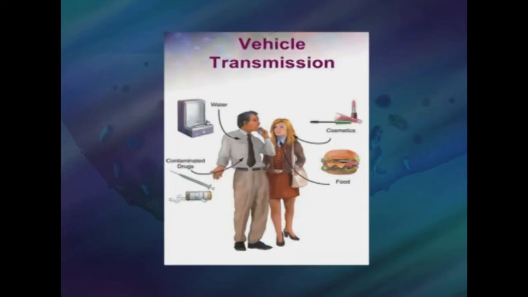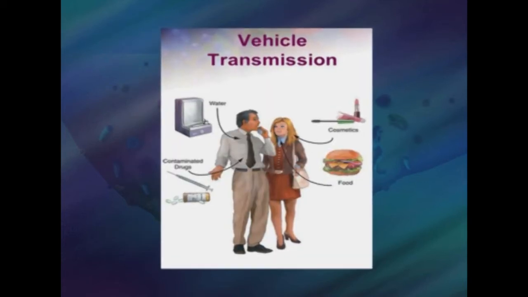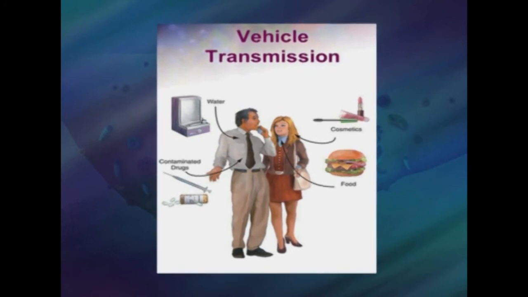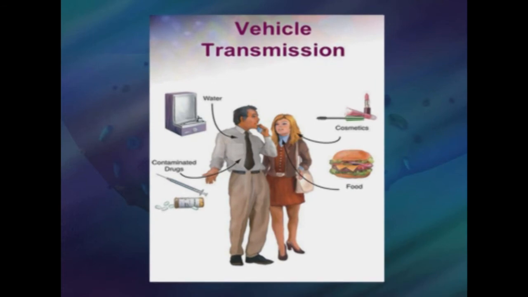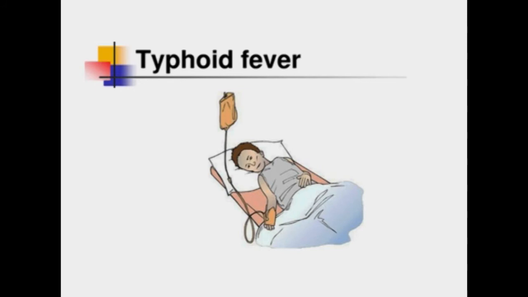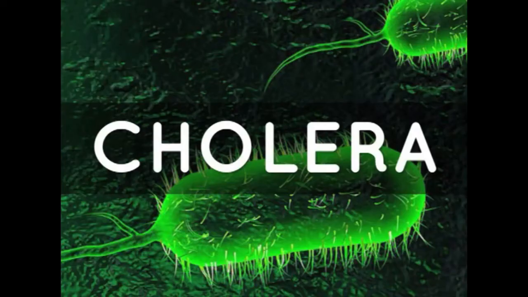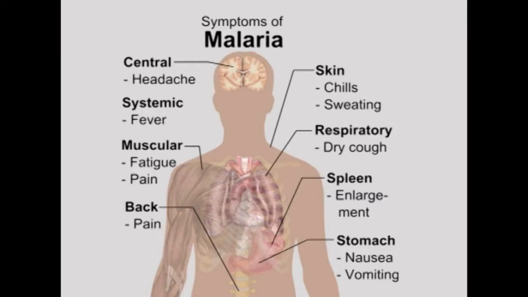Vehicle-borne. This implies transmission of the agent through water, food, ice, blood, serum and biological products. Most common are food and water. Some agents develop in the vehicle while some others use it purely as a vehicle, which is seen in typhoid fever, diarrhea, cholera, polio, malaria.